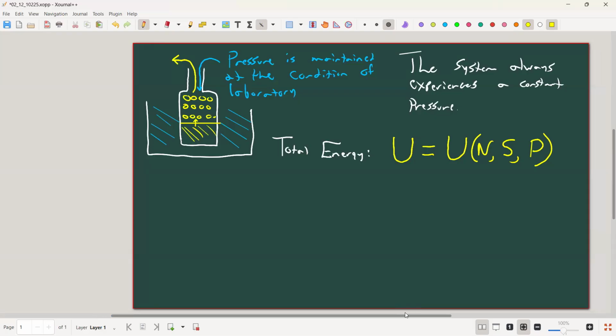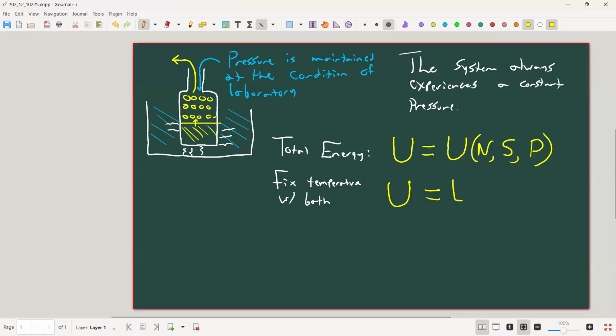And if we can fix the temperature with the bath, and we have heat exchange with the bath, we can say then that the system has a temperature. And we could say that U is a function of N, P, and T instead of entropy. Because in an isothermal bath, entropy and temperature are related to each other directly. And I'm just going to rewrite this so it's nice and ordered. P is in the bath.